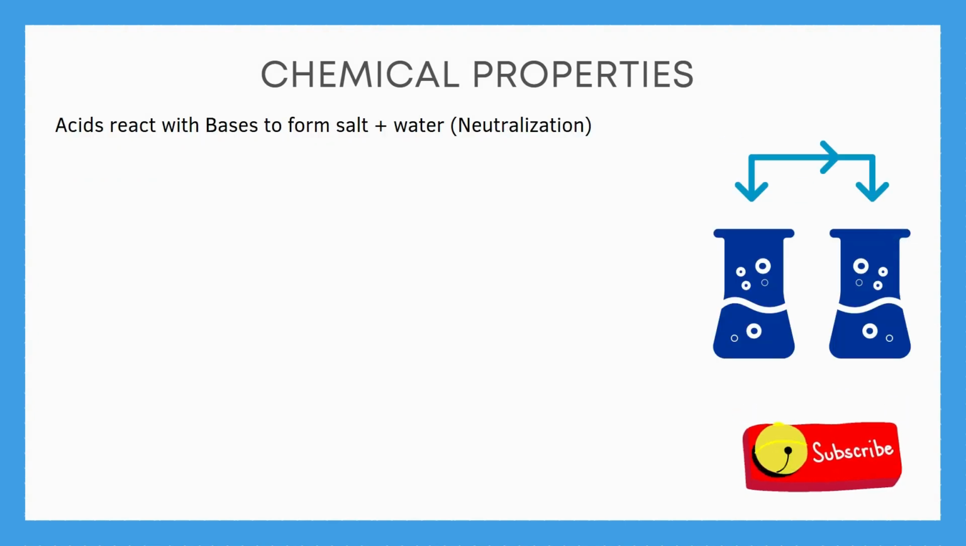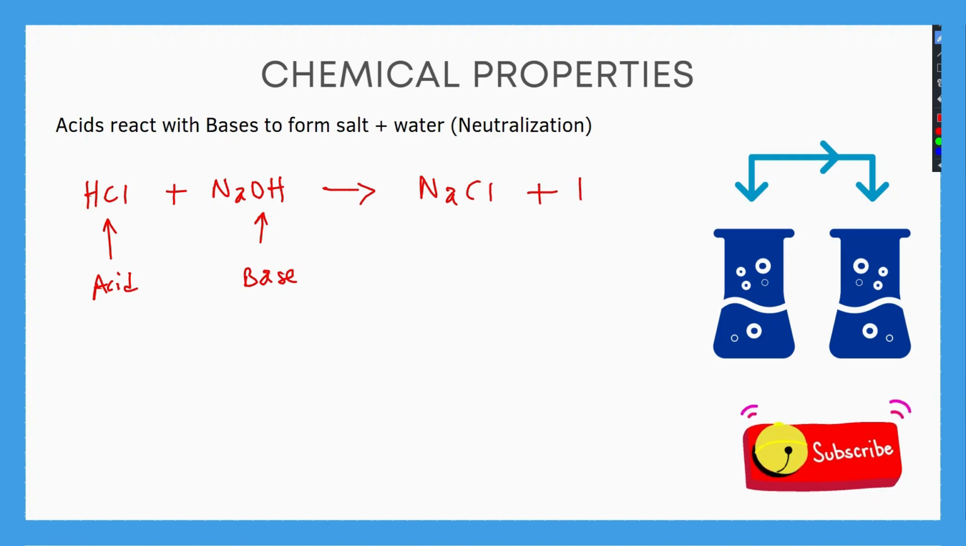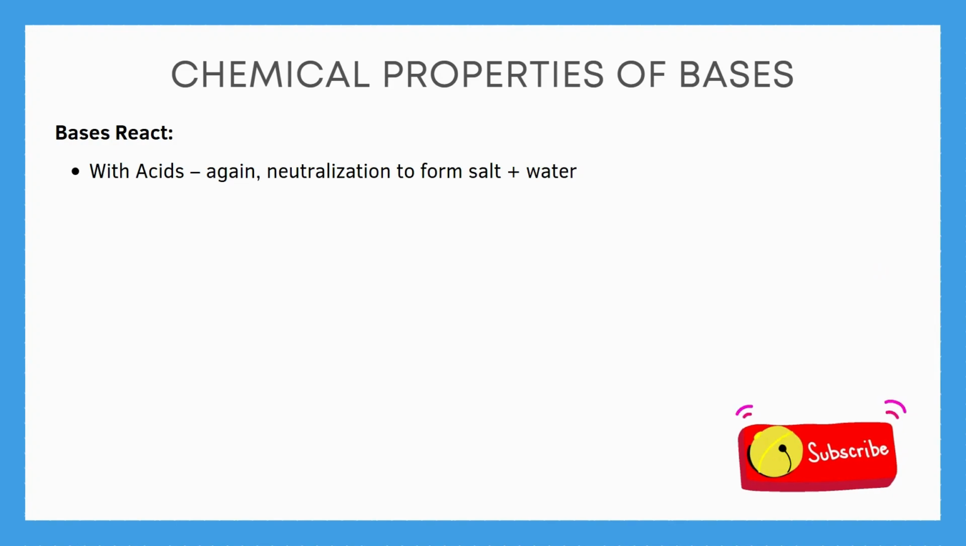The next chemical property of acids is that acids react with bases to form salt and water. We saw that earlier when you react, for example, hydrochloric acid and sodium hydroxide. This is the acid and this is the base. When the two of them react, what we have is salt, sodium chloride, and water, H2O. So basically acids react with bases to form salt and water. Are there any more chemical properties of acids? We'll hold on right there and then we'll move to bases.